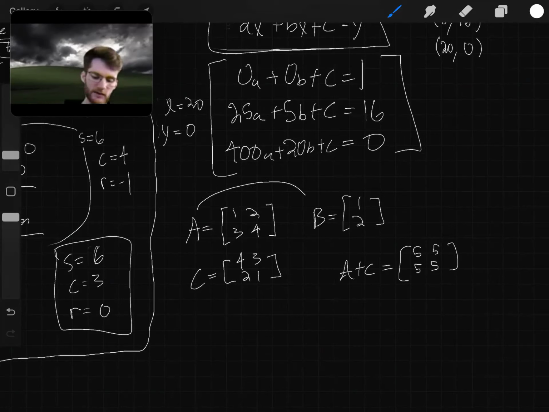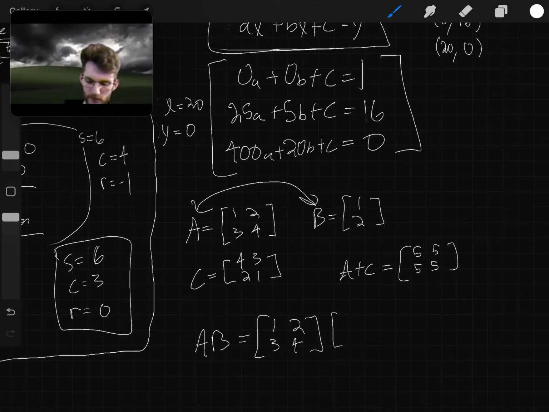And that matches for A and B. Because when you multiply matrices, you multiply and add along the rows of the first matrix and then along the columns of the second. So you multiply this way, and then there's only one column for the second, so it'd be that way.